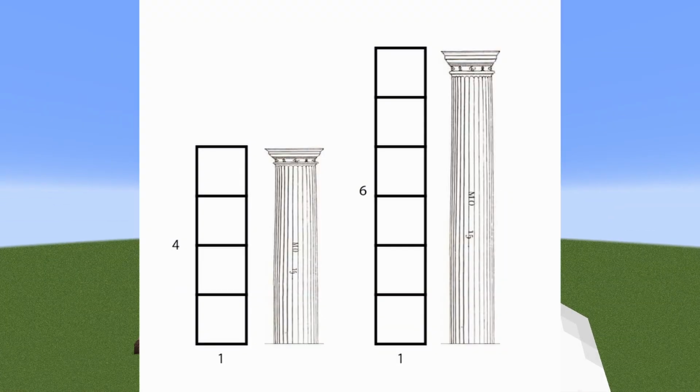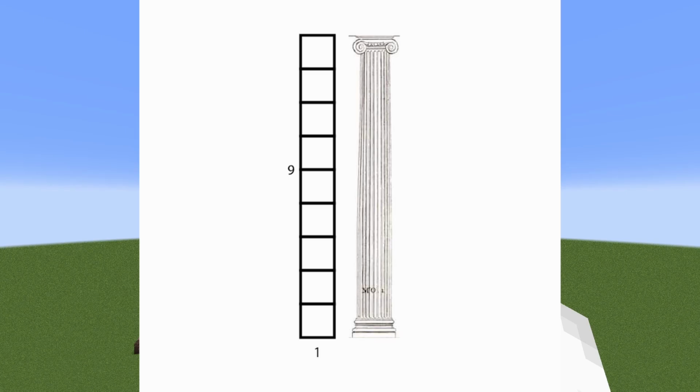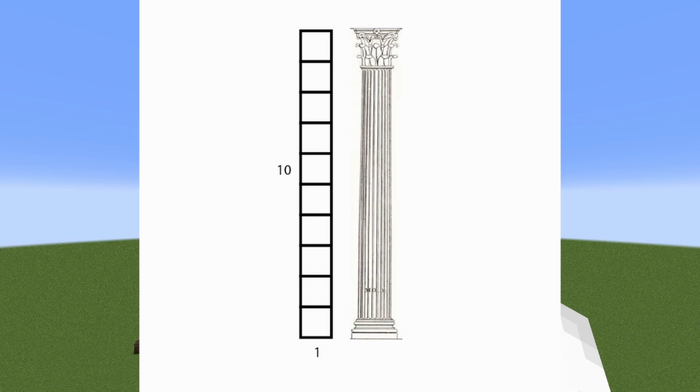For the Doric order, the columns ranged from a 4:1 ratio of column height to base diameter to a 6:1 ratio. The 6-to-1 ratio was more common though, so you'd probably want to stick with that one. For the Ionic order, they have a 9-to-1 ratio between column height and the diameter, and the Corinthian order has a 10-to-1 ratio, with the capital being more than a tenth of the total height.